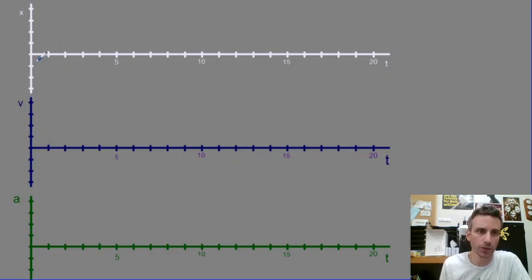Okay, how about something like this? In this case we have something that starts at a negative position and accelerates. It's starting off with a velocity of 0. Wait, look at that. It's a horizontal line right there, isn't it? So it starts off with a velocity of 0.